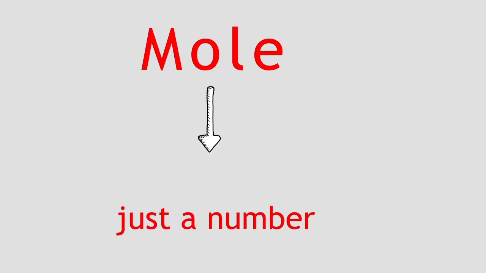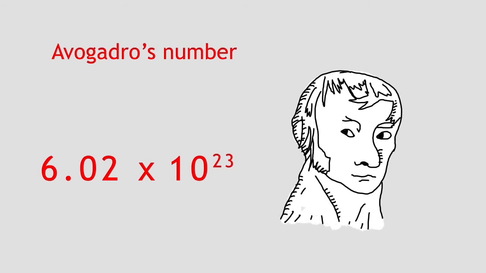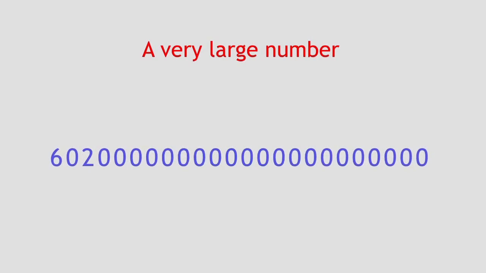Now, at the end of this video, you should understand that the mole is just a number. You should know that this number is Avogadro's number, 6.02 times 10 to the 23, and you should have an appreciation that this is a very large number indeed.